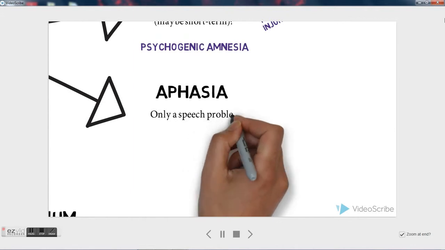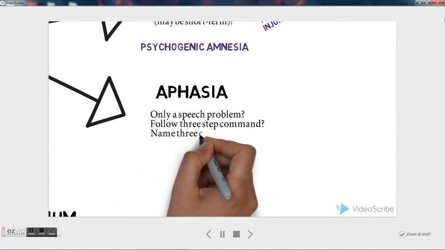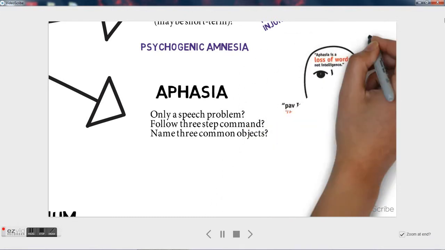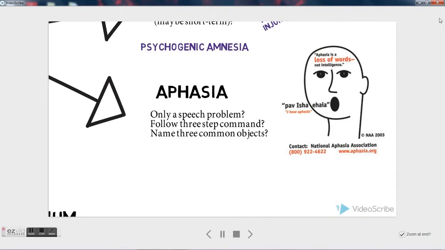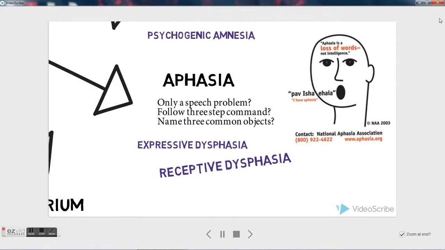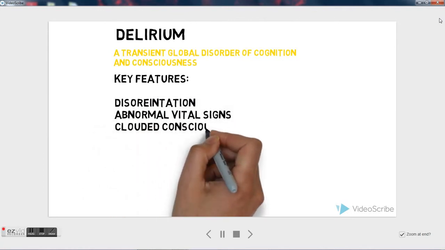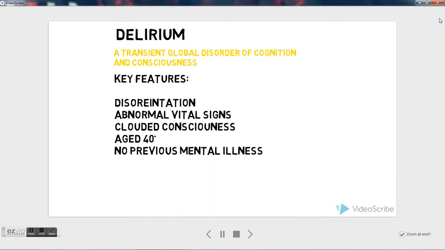Aphasia is the disturbance of comprehension and expression of language caused by dysfunction in the brain. This can be either acute from causes such as stroke or chronic. What you're looking for here is a focal deficit in the patient's speech. What can help to identify this is asking the patient to follow a 3-step command, which they may be able to do in expressive dysphasia, or name 3 common objects, which might be possible in receptive dysphasia.